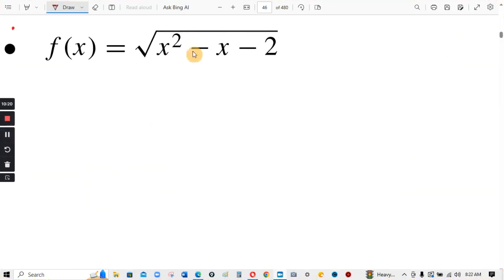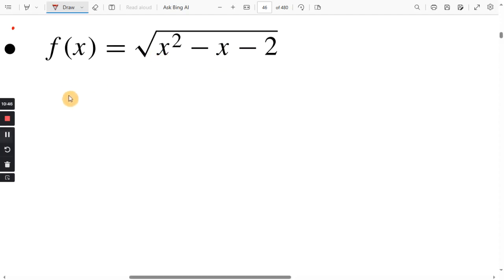All right, please pause and try this one here. And remember, you want to set this greater than or equal to 0. So you're going to have to factor this and find the parts that are greater than or equal to 0. Basically, you have to find the zeros and then plug in the values in between. All right, so we have x squared minus x minus 2. And basically, x squared minus x minus 2 has to be greater than or equal to 0.